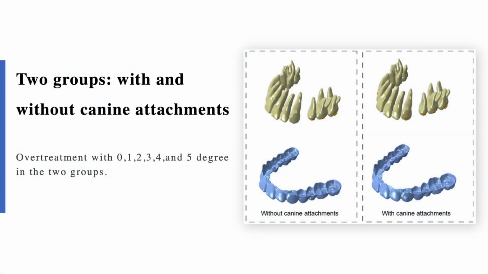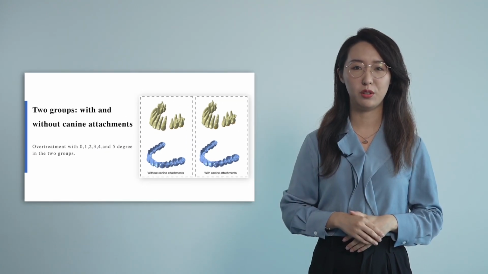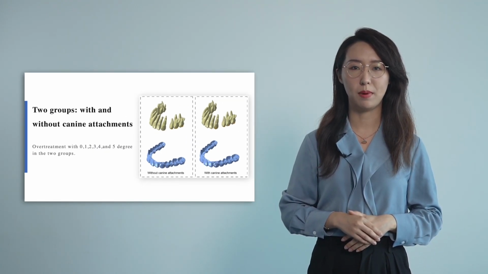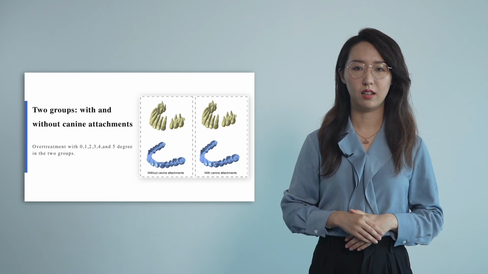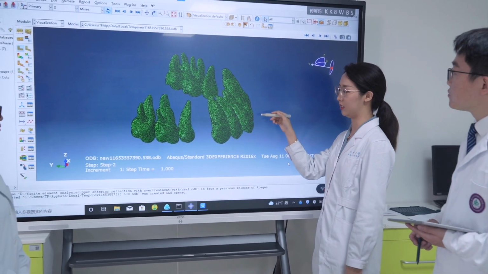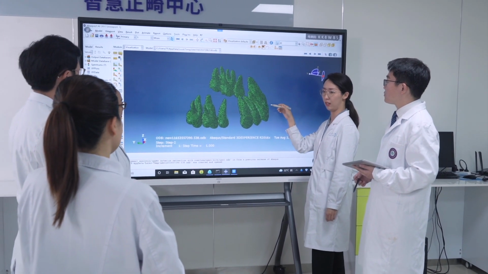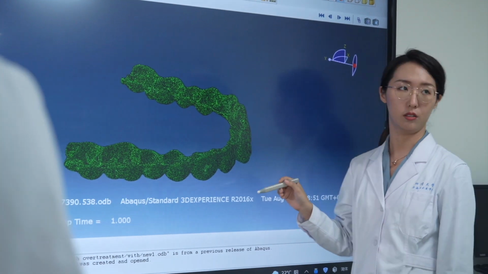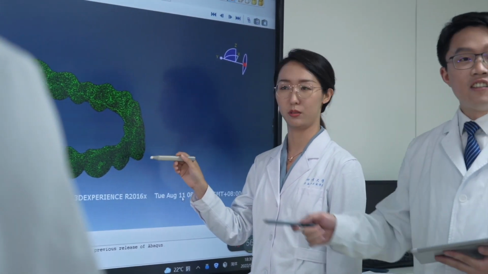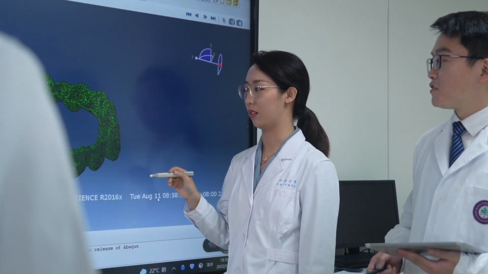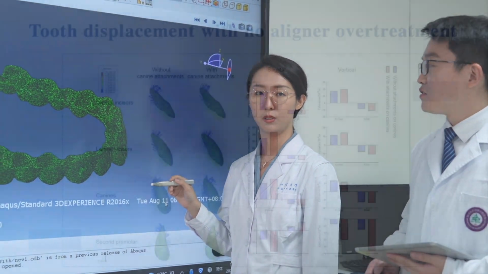We designed 2 groups in this study, with and without additional vertical rectangular attachments on the buccal surface of the canine. Each group included 6 degrees of aligner overtreatment: 0, 1, 2, 3, 4, and 5 degrees. Aligner overtreatment was achieved through anti-clockwise rotation of the anterior part of the aligner around the center of the first premolar aligner vacuum. Tooth displacement tendencies and equivalent stress of anterior teeth, periodontal ligament, and alveolar bone were analyzed.